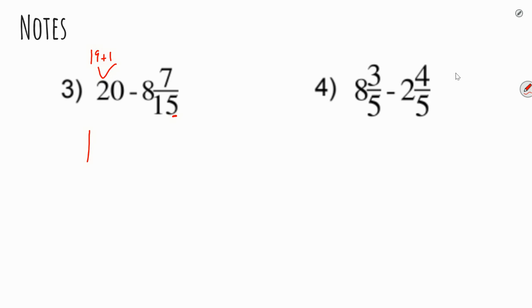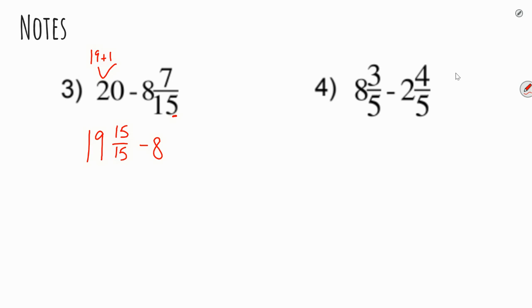Okay, so let's write this as 19 and 15/15. That's the same as 20. It just looks different. It's like you being the same kid but getting a new haircut. You're still the same, you just look different. And then we can subtract.